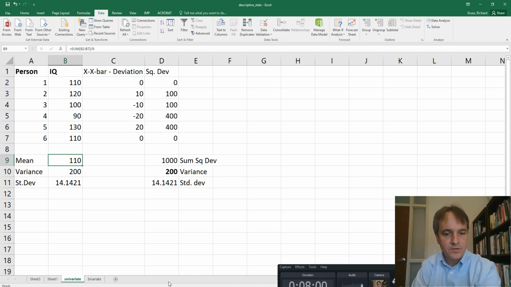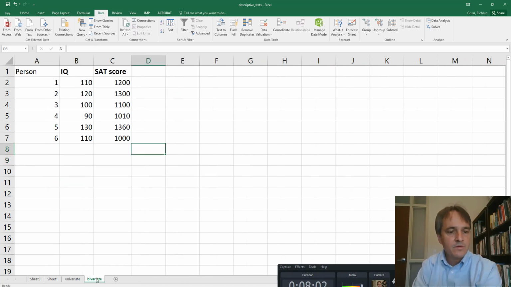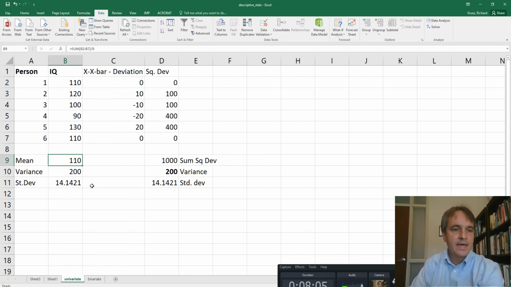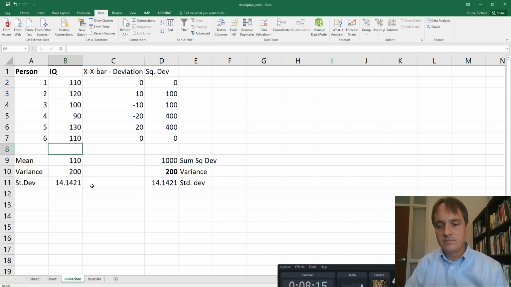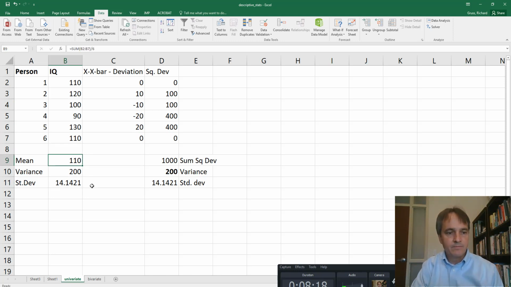So the second thing I want to take a look at in this video is the relationship between two variables. Last time we were just looking at a single random variable, that is IQ. We had 6 observations of IQ in our sample, and we were able to get certain descriptive measures of that, including the mean, the variance, standard deviation, and skew.